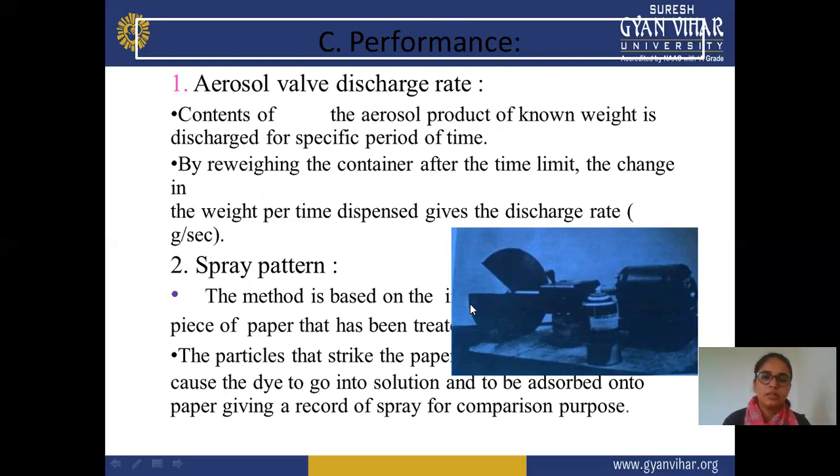In the spray pattern method, a piece of paper is treated so that when the particles strike the paper, the dye goes into solution and is absorbed onto the paper, giving a record of the spray pattern comparison. It is a very simple test. You can apply the pressure and a specific amount of material concentration spreads out on that page.